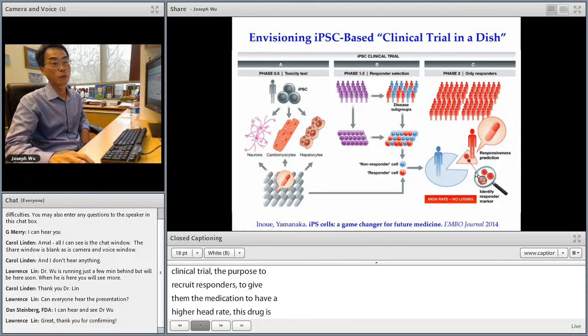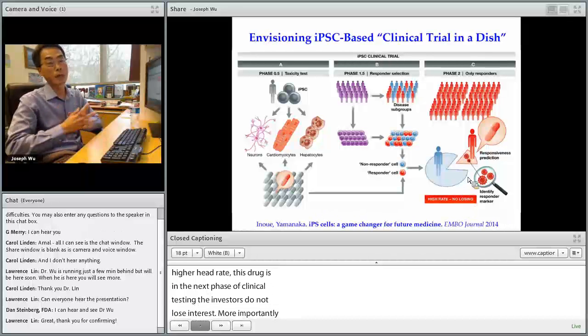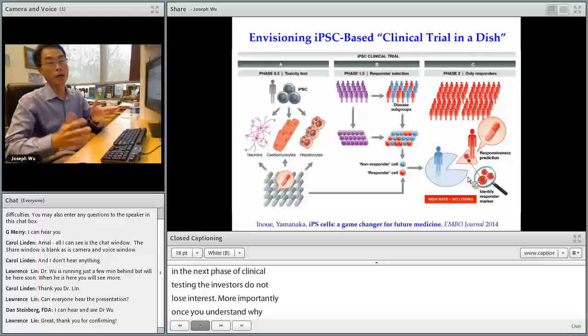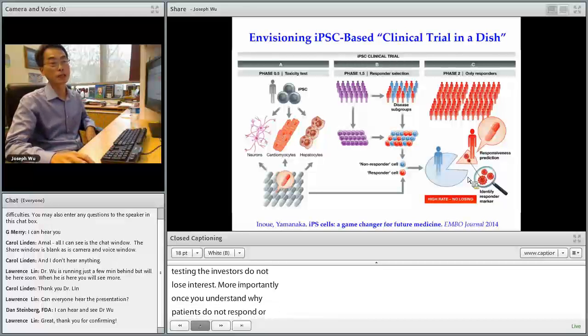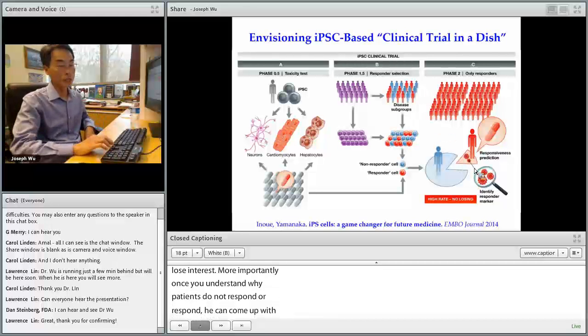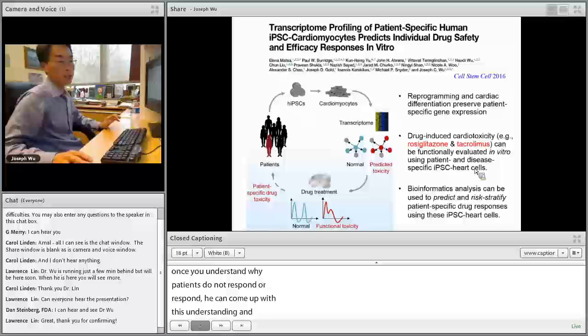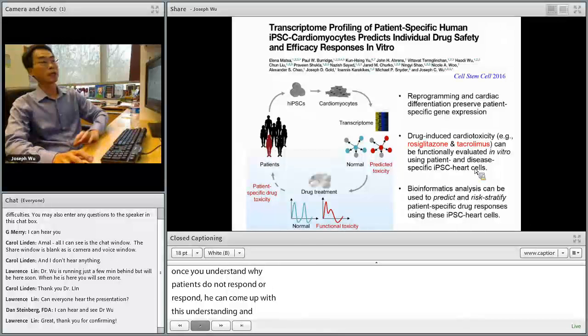And more importantly, once you understand why patients respond and not respond, you can come up with additional mechanistic understanding and later on gradually expand the indication as you understand the drug better. So a lot of folks are trying to push this concept, including our group.